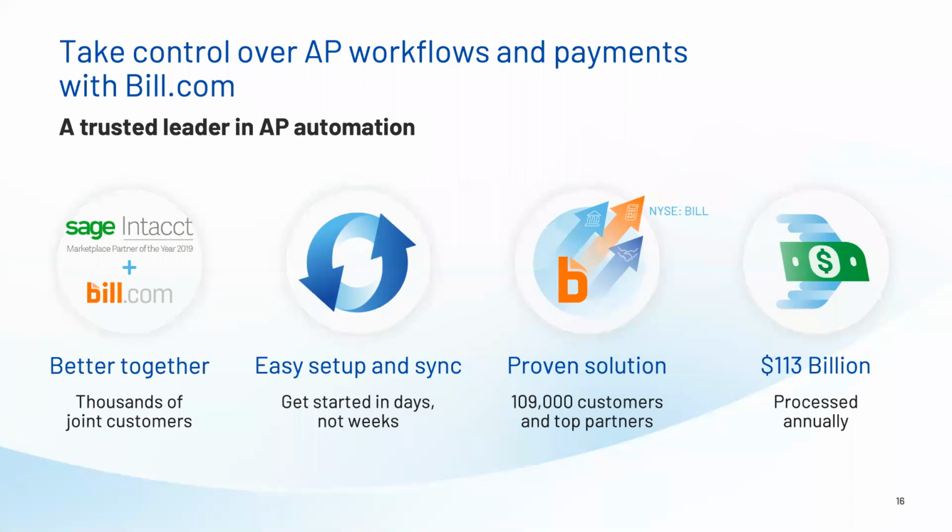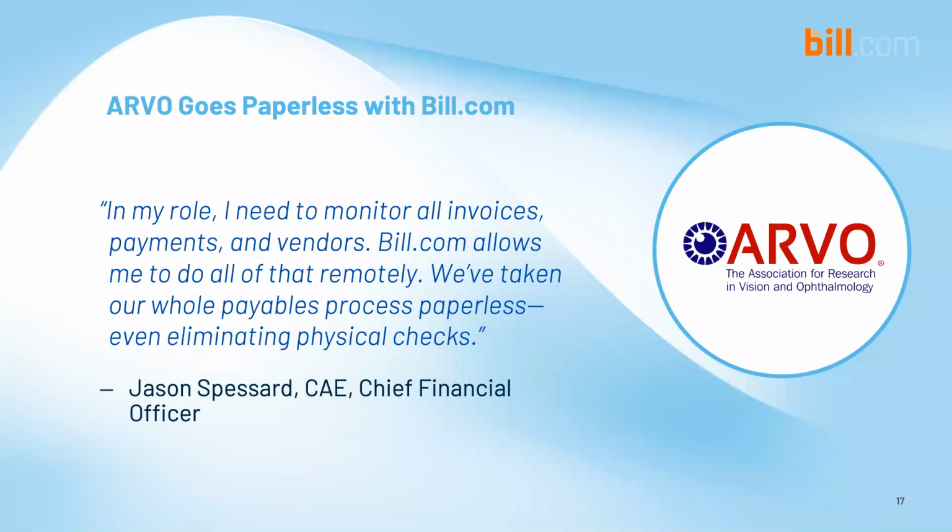Now we're just going to take a look at some of our quotes that we have from a few of our clients. This is from Arvo. And Arvo is an association for research in vision and ophthalmology. It's the largest eye and vision research organization in the world with over 12,000 researchers from 75 countries. In addition to greater visibility into their cash flow, transactions, and trends, Arvo has seen significant time savings. The team can now spend more time on employee development, resulting in improved retention.